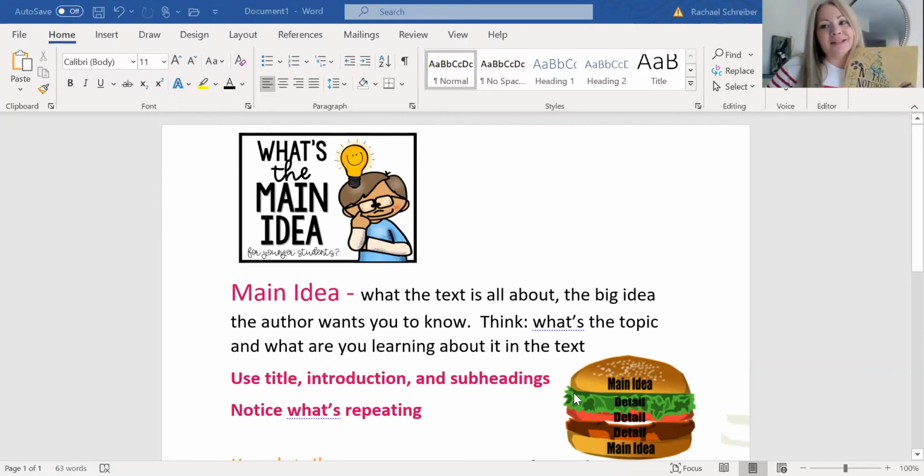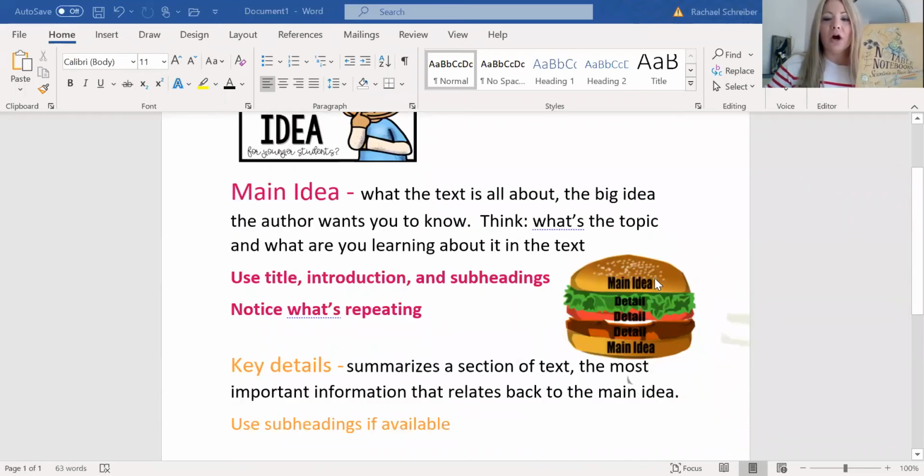But when we retell a nonfiction book, we can't just tell the main idea, we have to tell key details. Now notice in our burger, it says detail, detail, detail. That's important because not all of the details that the author gives you in a text are important. So we have to figure out the key details, because key details means the important details. And the important details are going to relate back to this main idea. So our main idea today is that science notebooks are special tools that are important when scientists do their work.